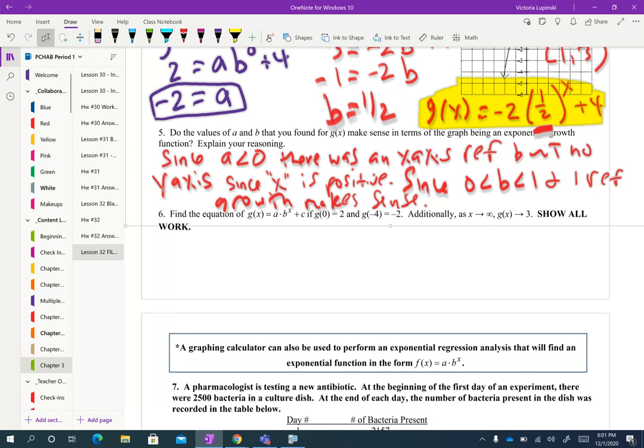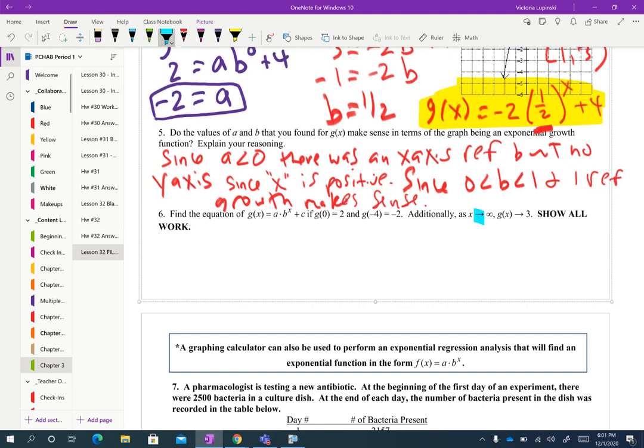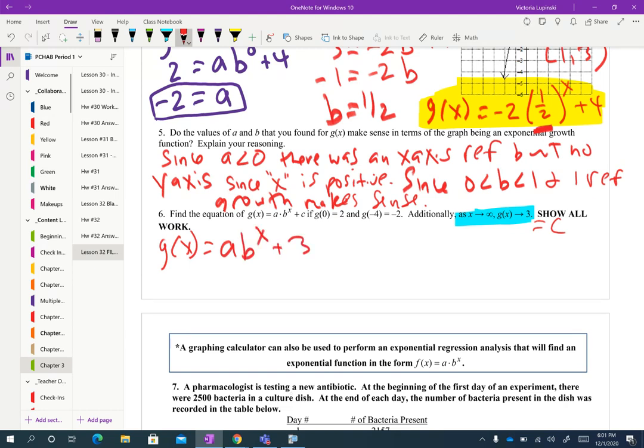Then they tell you that as x goes to infinity, g of x is equal to 3. So in that final step there, that's really just a fancy way of them telling you that that is where the horizontal asymptote is. So that, of course, is going to be your c value. So we can say that g of x would be equal to a times b to the x plus 3.